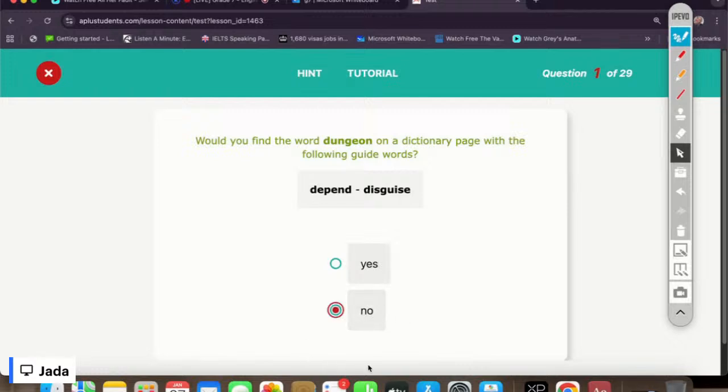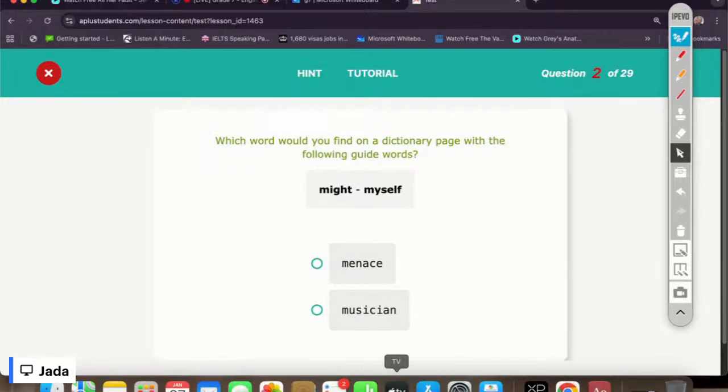Okay, so we have no. We cannot find dungeon in between. So which word would you find in between might to myself? Is it the first or the second?